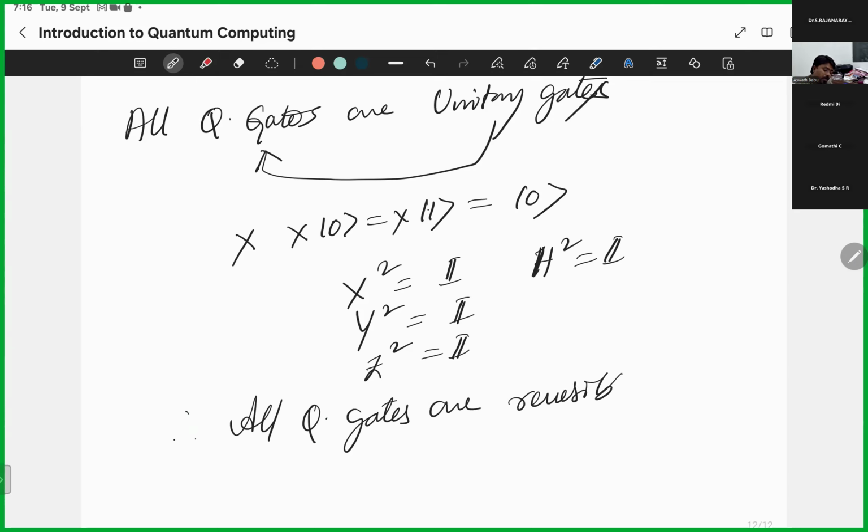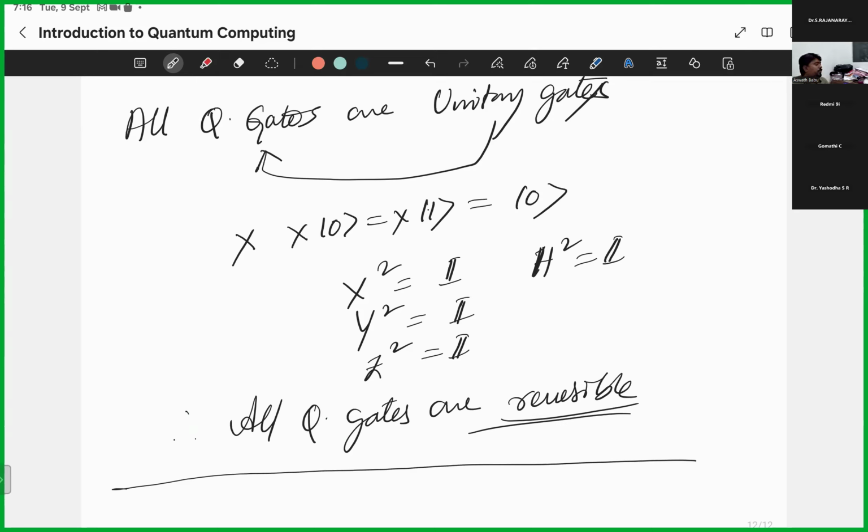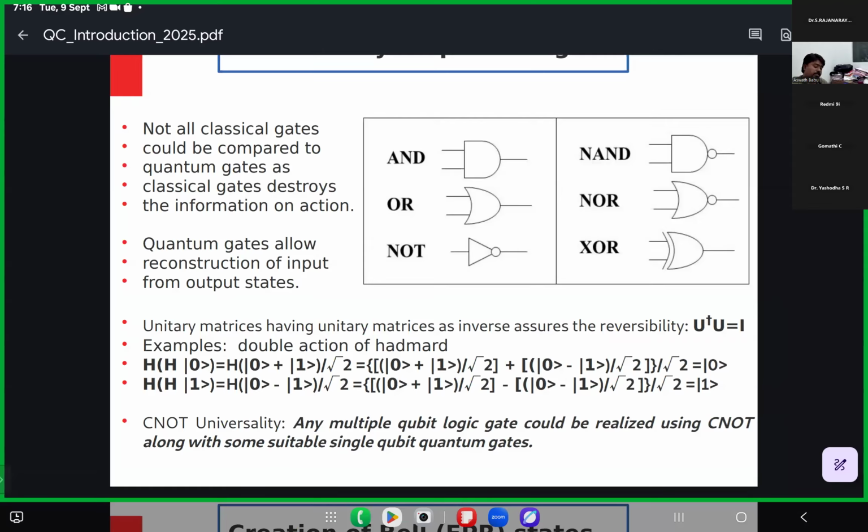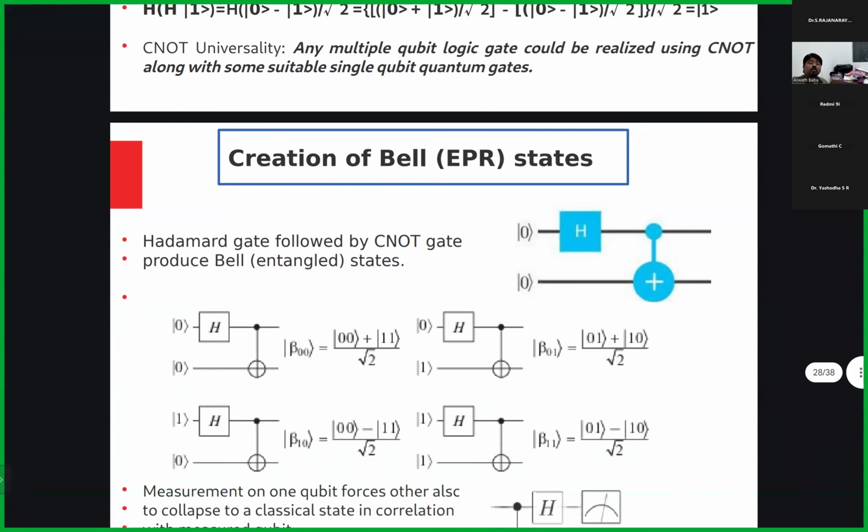That is a very good thing to have, again for debugging the computations. If I understand that there is some error I made with the quantum circuit operation, there is something problematic, I can send the information back through the same circuit and I'll get back the inputs. So in that way, quantum computing is more advantageous compared to classical computing.